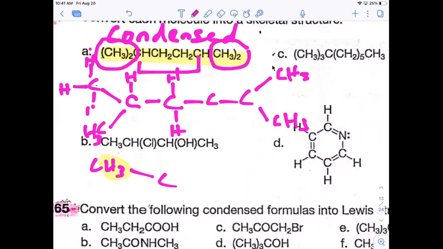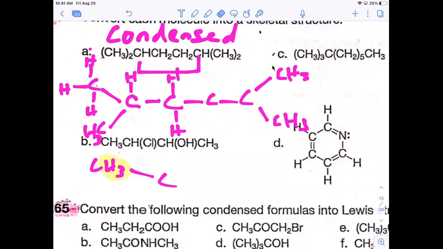Dr. Russell, I remember something in the video, I guess it talked about how the terminal end will always have a certain amount of hydrogens. Yes, every terminus is going to be a CH3. You'll see that when we do the skeletal form for this. That'll make sense. Go ahead, Tia.